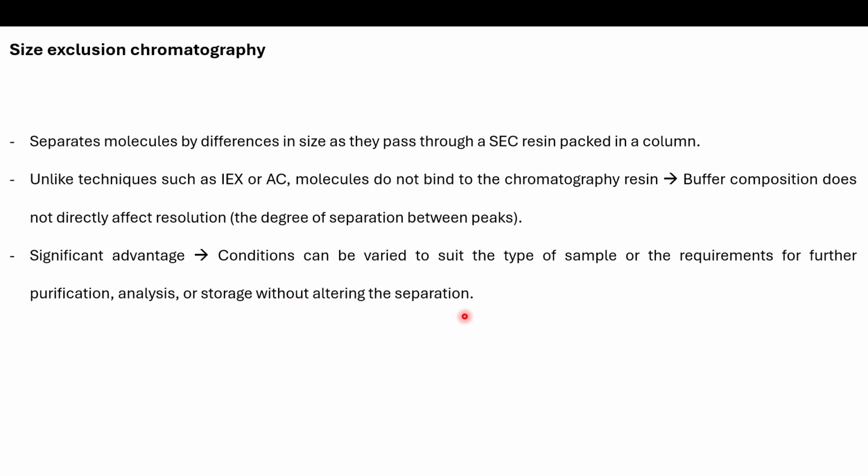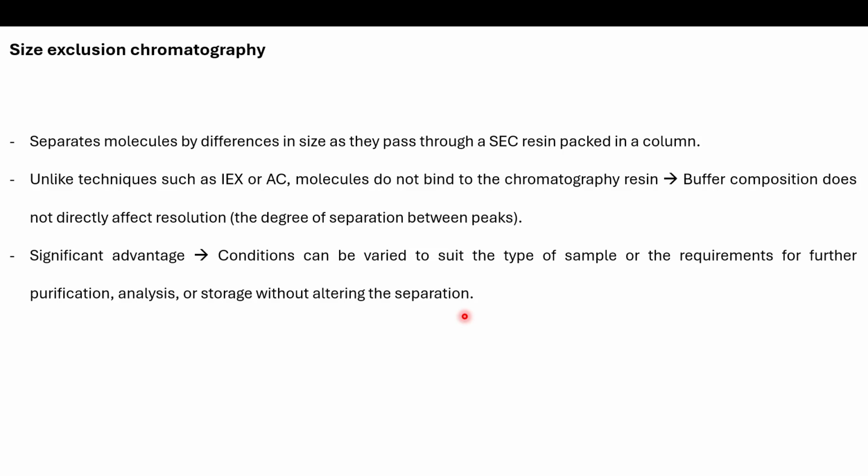Because here the basis itself is separation on the basis of size, you can use whatever buffer you want, whatever pH you want. Ideally in SEC there is no interaction between the matrix and the mobile phase. Basically we choose the mobile phase based on the pH or salt condition your protein of interest is stable in. Then you just pass it through the column, and it will be separated based on size.